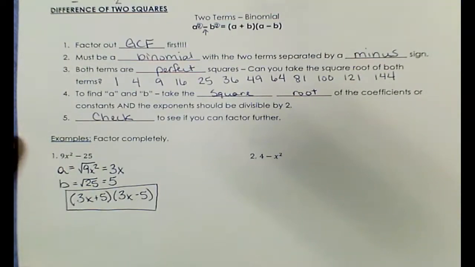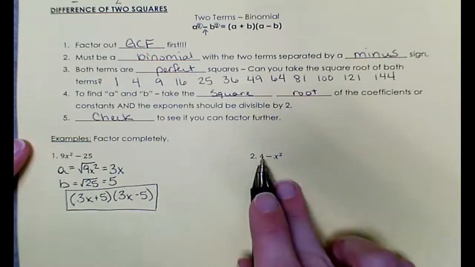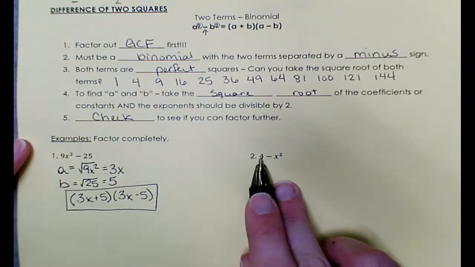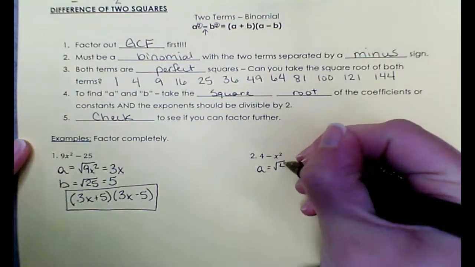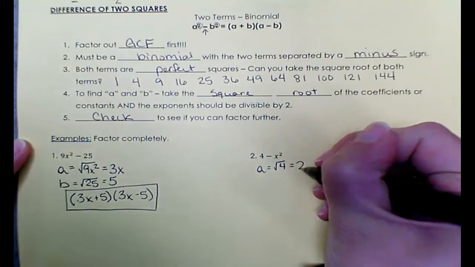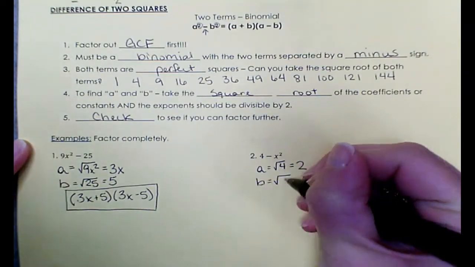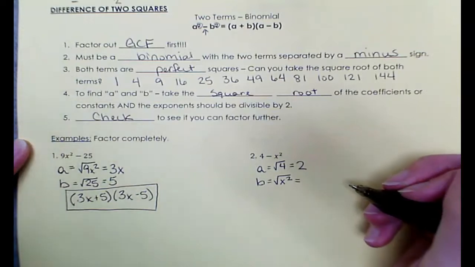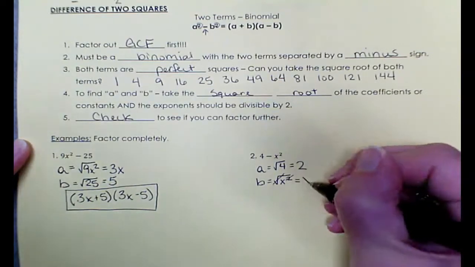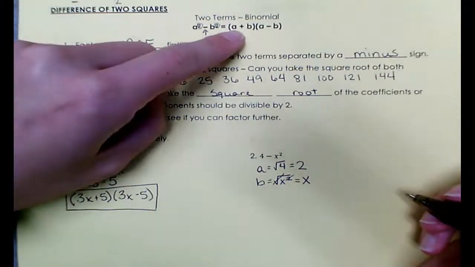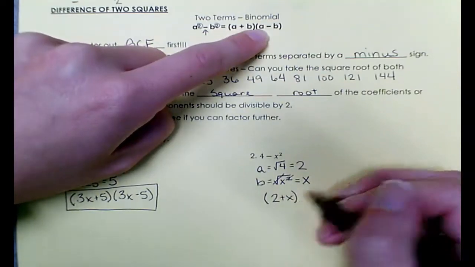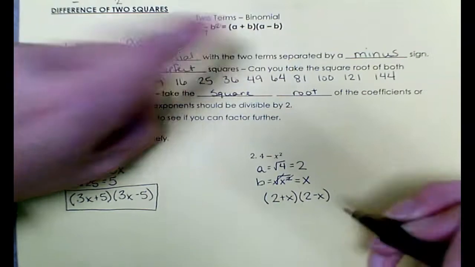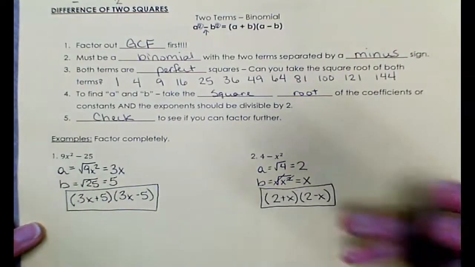All right, let's look at number 2. Number 2, there's no GCF to take out. It's a binomial. There's a minus sign. 4 is a perfect square. X squared is a perfect square. What's the square root of 4? What's the square root of x squared? When you square root a square, that just kind of goes away and you have x. So my answer would be A plus B, so 2 plus x, times A minus B, 2 minus x. There.